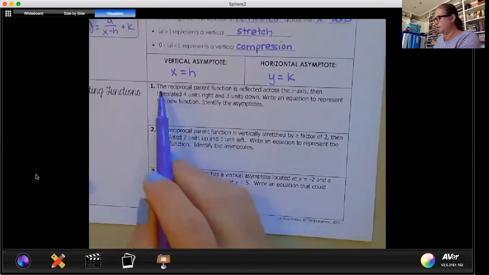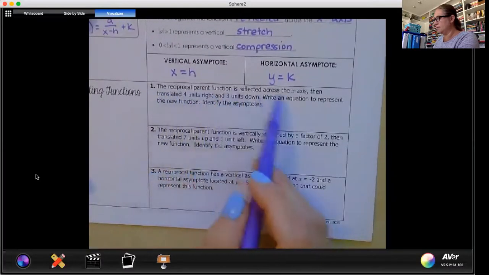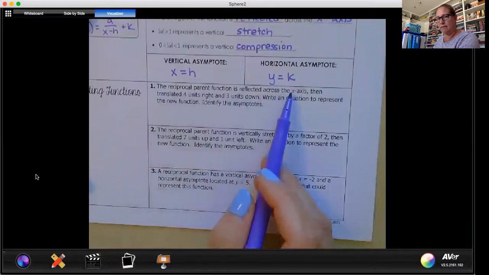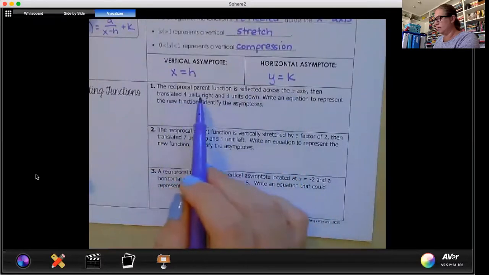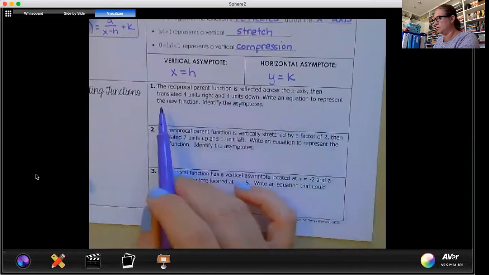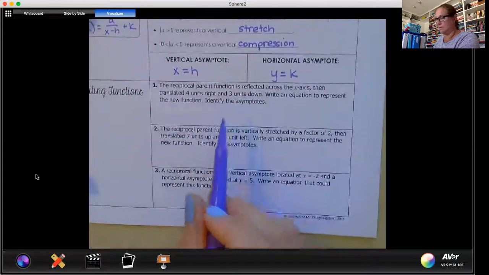So what we're going to do is write the function based on the information that's given in our problem. The reciprocal parent function is reflected across the x-axis. That means a will be negative. It is translated 4 to the right and 3 down. Write an equation to represent the new function, and then identify the asymptotes.